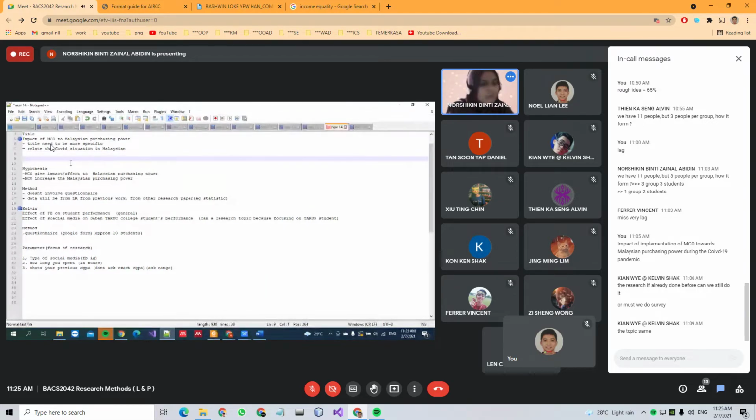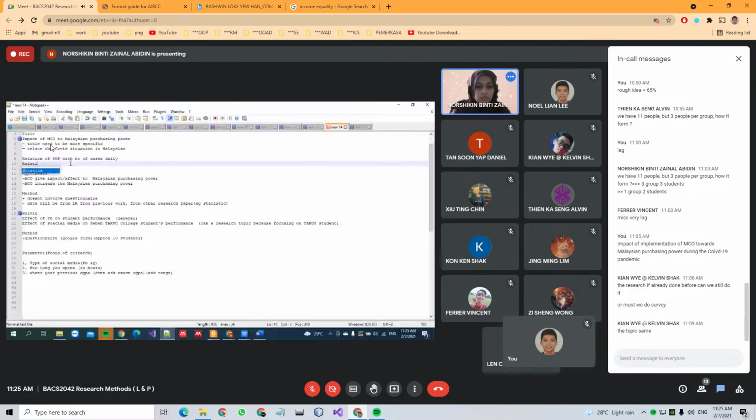relation of SOP with number of cases daily. So my suggestion for this one, relationship between SOP during, you need to be specific. During, that means, is it your SOP during PKP or PKPB? That one I'm not sure. Or in the year 2020.